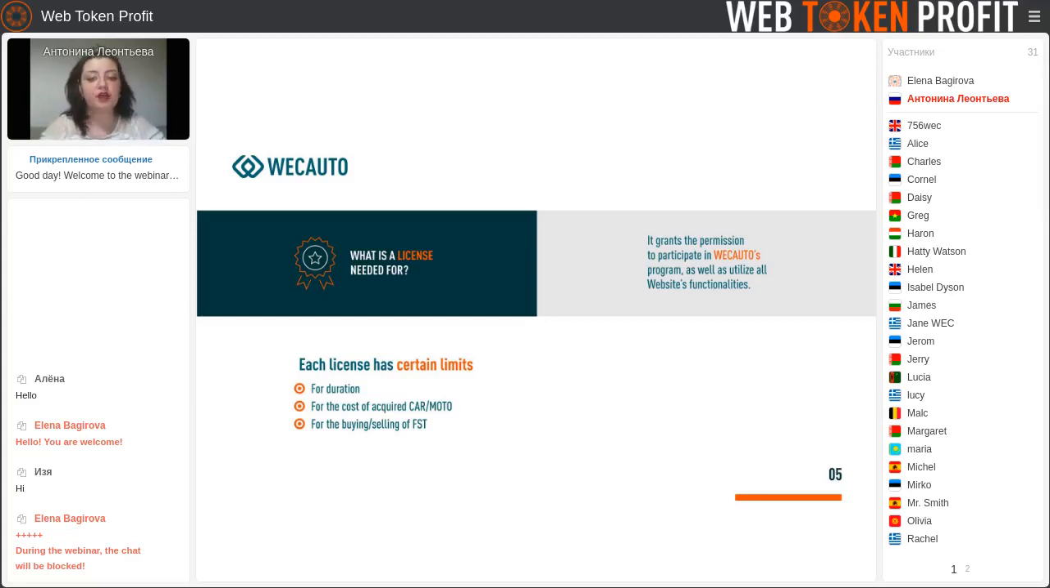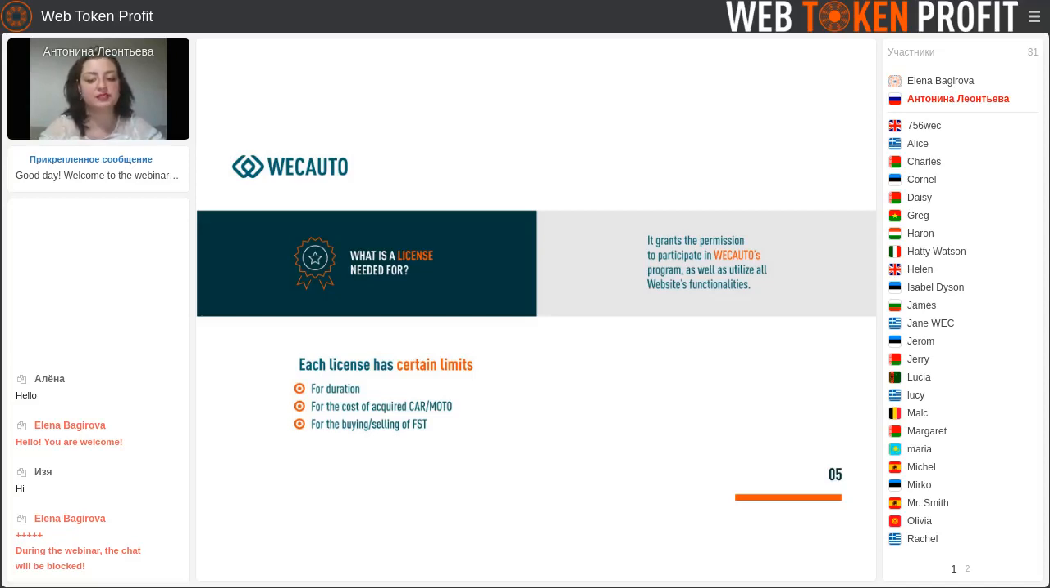We can see that a license can vary by duration, by the cost of a car or motor, and by buying and selling. Some facts about the license: a license is acquired as permission to work in the project. It is selected and purchased based on the amount you want to get at the end of the deposit term. We have only 5 licenses, as on the previous table, from the cheapest to the most expensive.